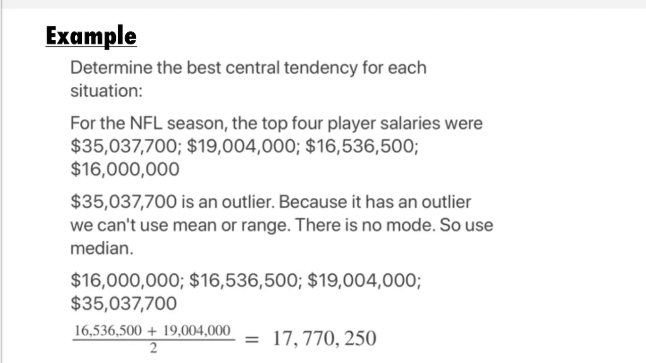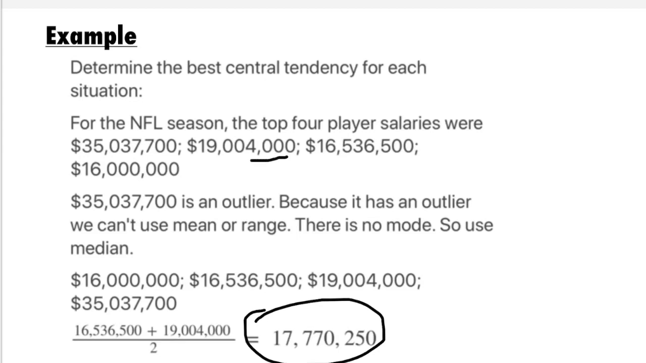So we went ahead and calculated the median, and there are 2 middle numbers because there are 4 data points in this set. It's an even number. So you have 16,536,500 and 19,004,000 as both of our middle numbers. So we added both of those numbers together and divided by 2. So this median value, 17,770,250, represents approximately how much you would make if you were one of the top 4 players in the NFL.